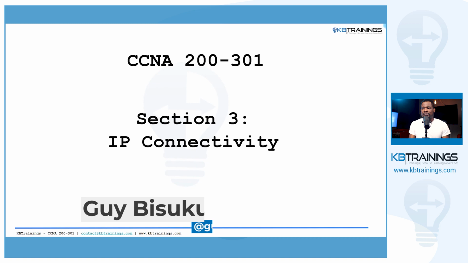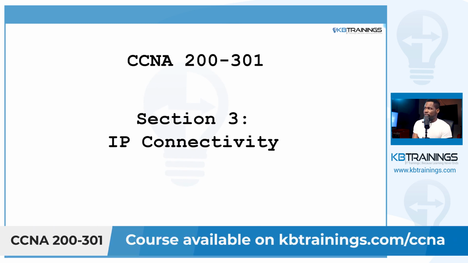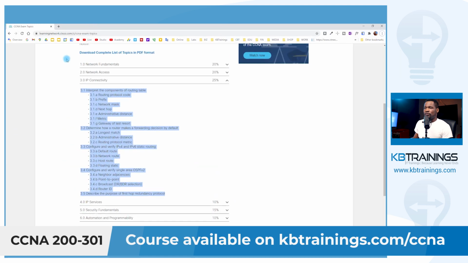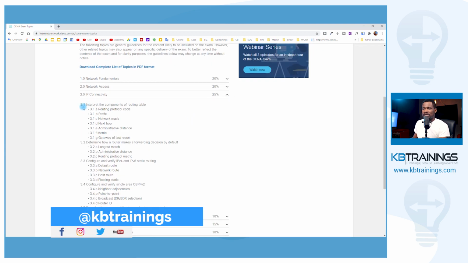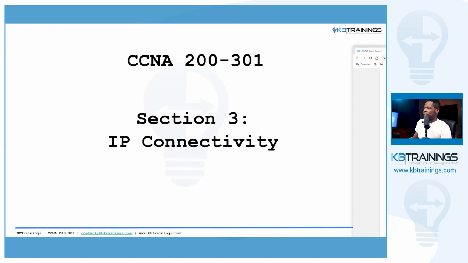Today we are starting section number 3, in which we will be talking about IP connectivity. This is from, let me show you the blueprint here. So we are here at 3.0. This is the IP connectivity section. So Cisco is asking us to learn all of this that is listed here. And that is what we are going to do in this section.